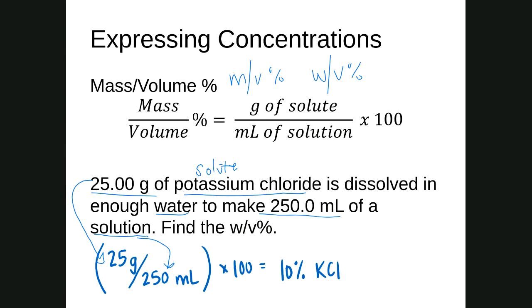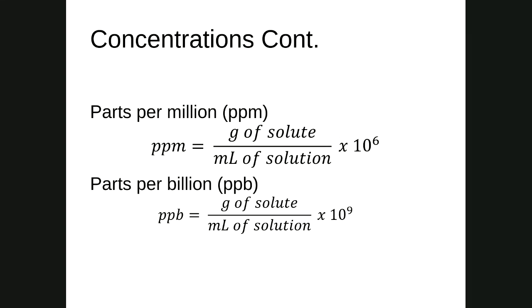So let's look at some other ways that we can express concentration, because there's lots. Our next two are called parts per million and parts per billion. So parts per million we usually abbreviate as ppm, and parts per billion we usually abbreviate as ppb. And you'll notice that these two equations look almost identical. The only difference is that in parts per million, we multiply by 1,000,000, and in parts per billion, we multiply by 1,000,000,000. Pretty straightforward again. Just make sure that you're in grams of your solute and milliliters of your solution.